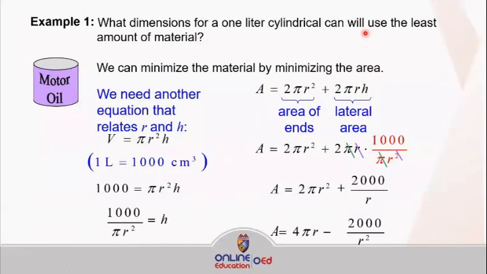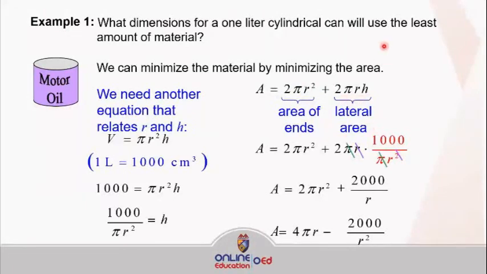Okay, for this problem, we have the example number 1. The problem is what dimensions for a 1 liter cylindrical can will use the least amount of material. So we can minimize the material by minimizing the area. So for this naman, we need to consider yung formula for the cylinder, which is yung area ng cylinder. So again, for the formula for the area for cylinder, we have the 2 pi r squared plus 2 pi r h, where yung 2 pi r squared natin is the area of ends, and for the lateral area natin is the 2 pi r h.